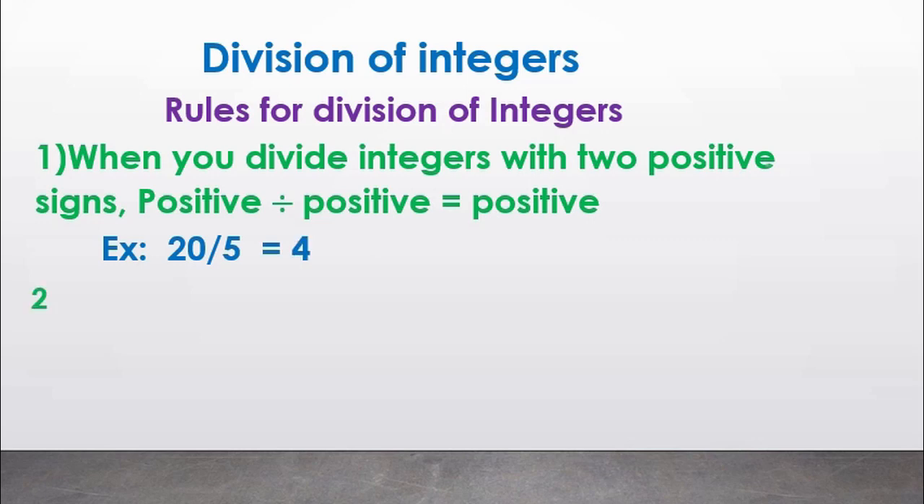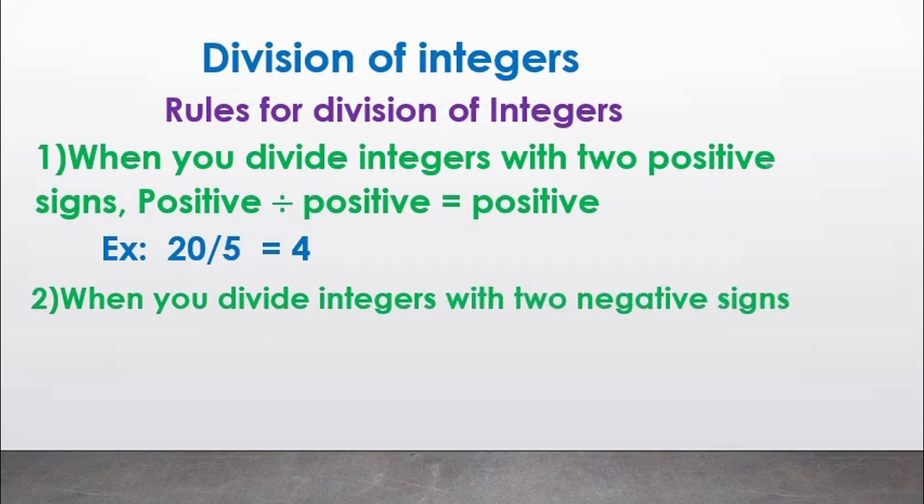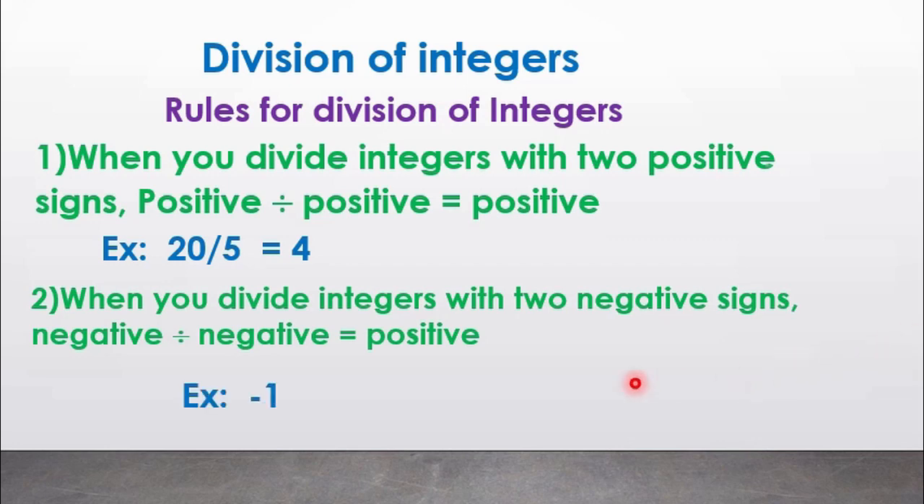When you divide integers with two negative signs, negative divided by negative is equal to positive. For example, minus 10 divided by minus 2 is equal to 5.